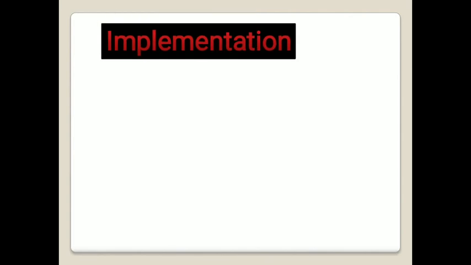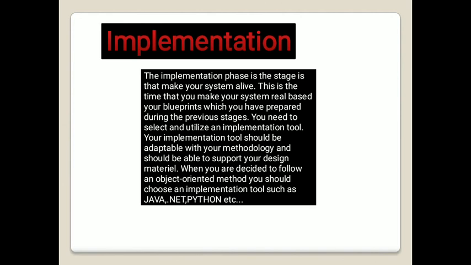The next step is implementation. The implementation phase is the stage that makes your system alive. This is the time that you make your system real, based on the blueprints which you prepared during the previous stages. You need to select and utilize an implementation tool. Your implementation tool should be adaptable to your methodology and should be able to support your design material. When you decide to follow an object-oriented method, you should choose an implementation tool such as Java, .NET, Python, etc. The next step is testing.